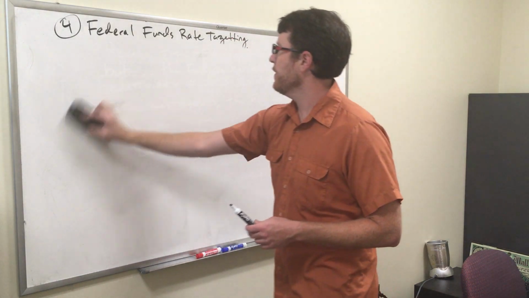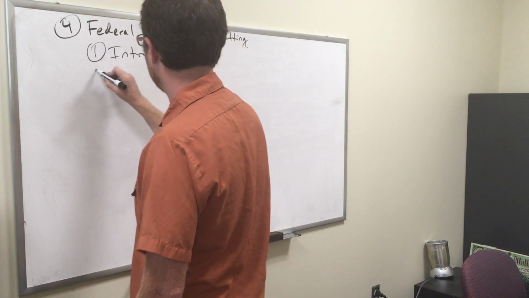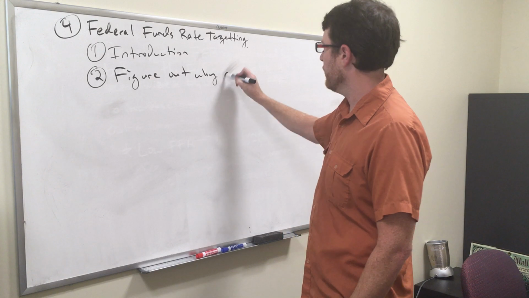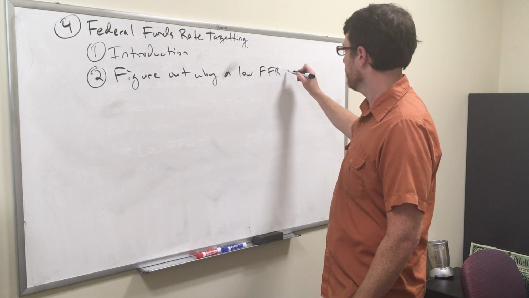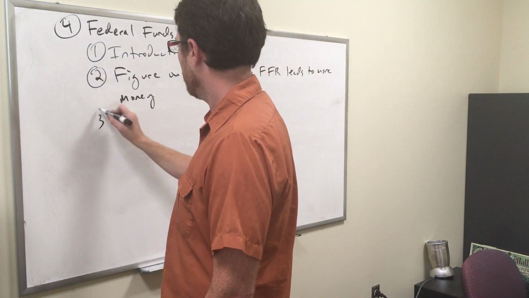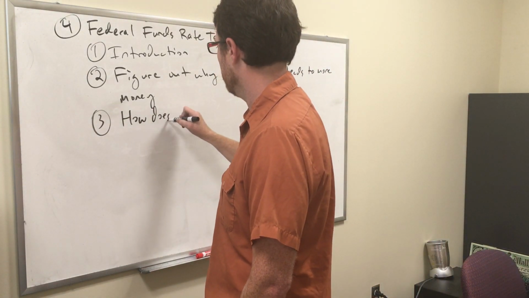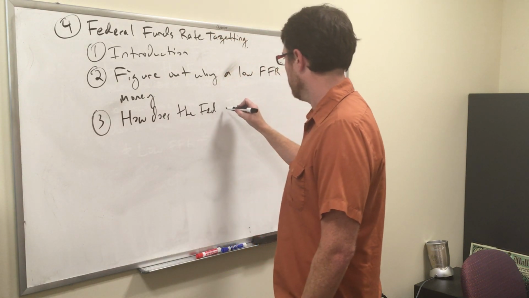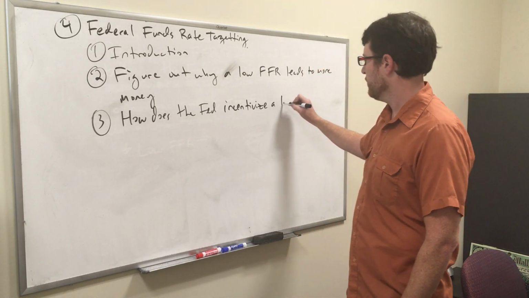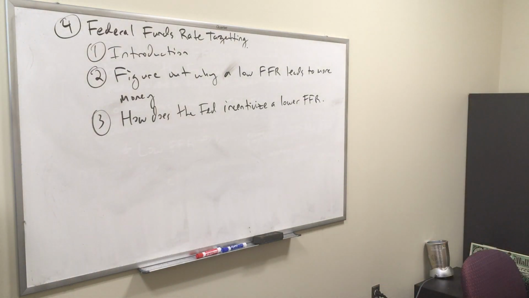All right, so what we've done so far is just introduce it. What we need to do next, because this is the hard one, is figure out why a low federal funds rate leads to more money. And then after that, we need to actually figure out how the Fed does this. How does the Fed incentivize a lower federal funds rate? So we need to do all three of those things.